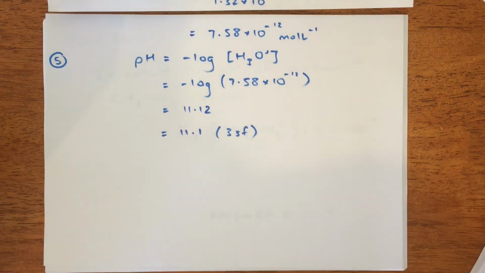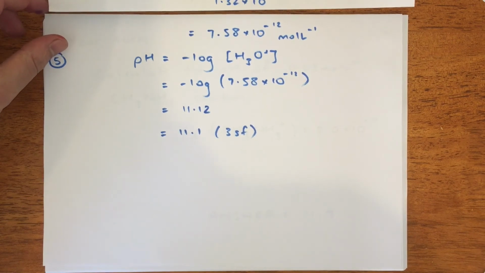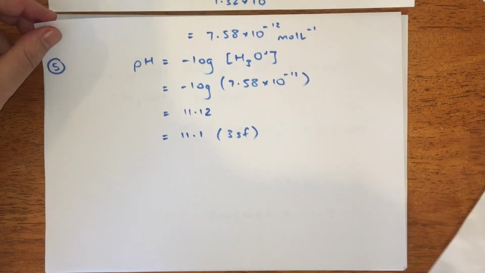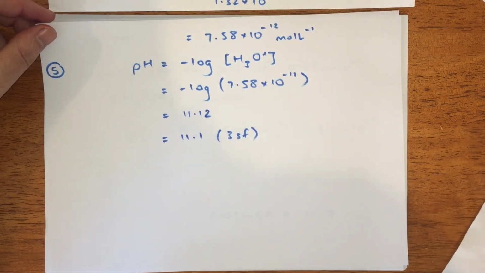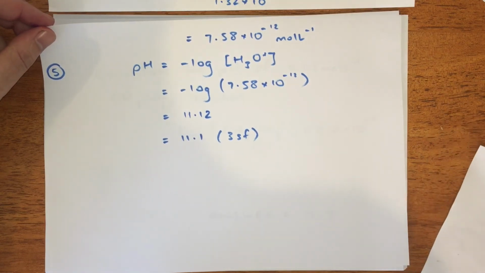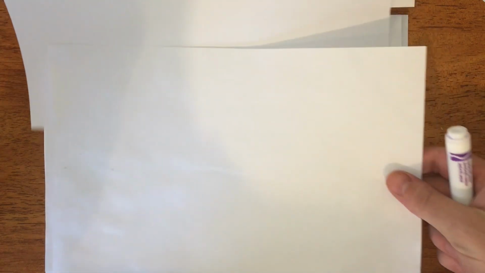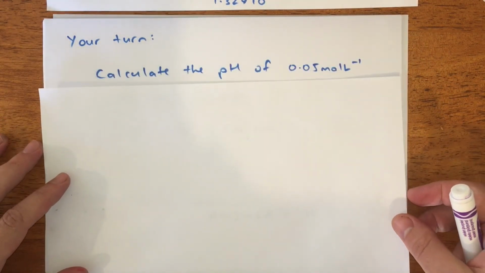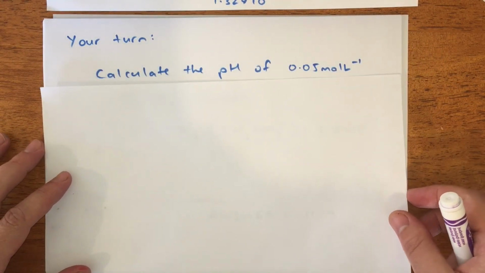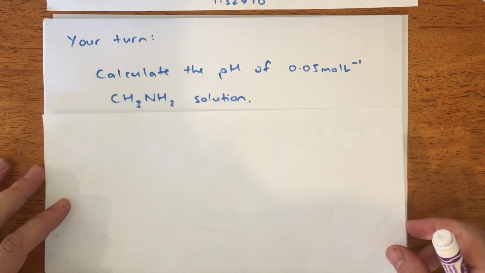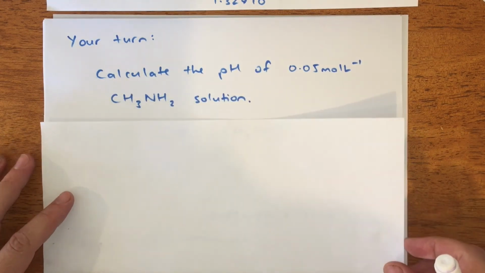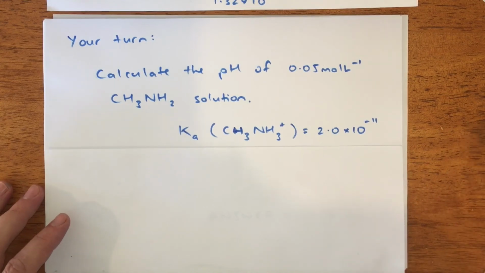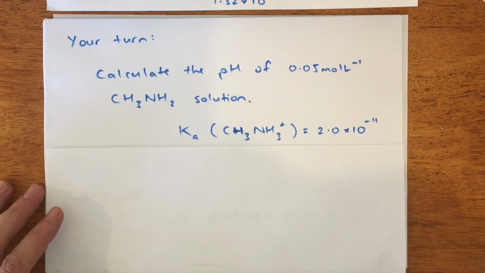So that's the process you can use to calculate the pH of any weak base, assuming you know its concentration and either the Kb of that weak base or the Ka of its conjugate acid. So, your turn. Calculate the pH of 0.05 mole per litre CH3NH2 solution, given the Ka for CH3NH3+ equals 2.0 times 10 to the minus 11.